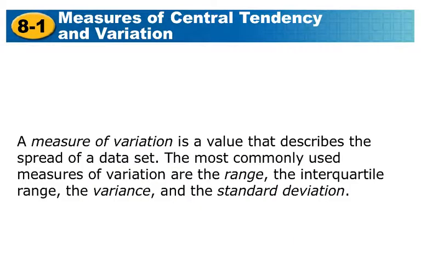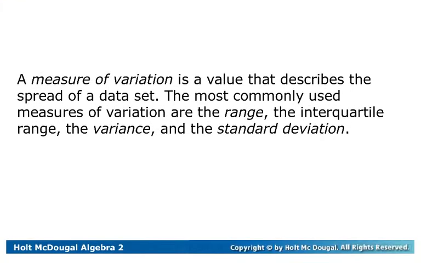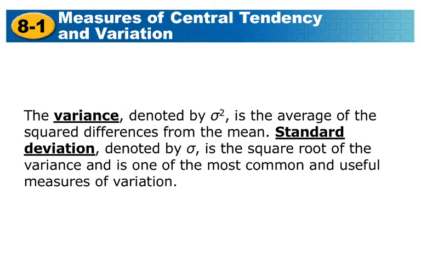All right, so a measure of variation is a value that describes the spread of a data set. The most commonly used measures of variation are the range and the interquartile range, and the variance, which we'll talk about in a minute, and then also standard deviation. So we've talked about range and interquartile range, but now we're going to move on to variance and standard deviation.